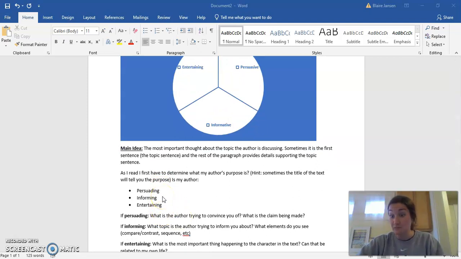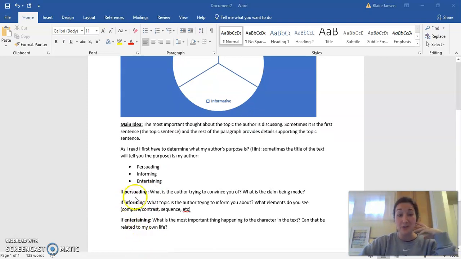Once we know what our type is, whether it's persuasive, informative, or entertaining, then the questions we ask ourselves to find the main idea are a little bit different. For example, if our author is persuading us, we have to think, what is the author trying to convince me of? What is the claim they are making? Because the main idea probably has to do with that. If the author is just informing us about a particular topic, we have to ask ourselves, what is the author informing us about? What is the main topic they're describing?